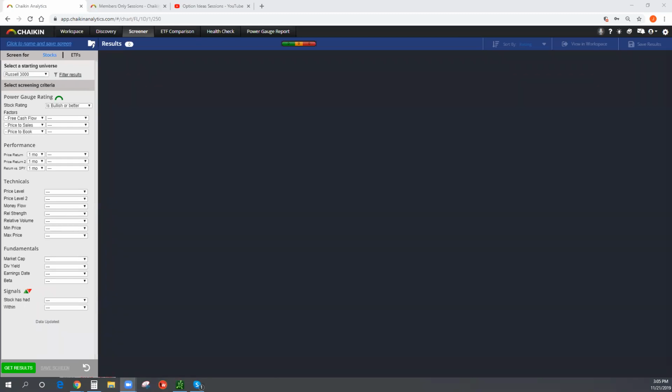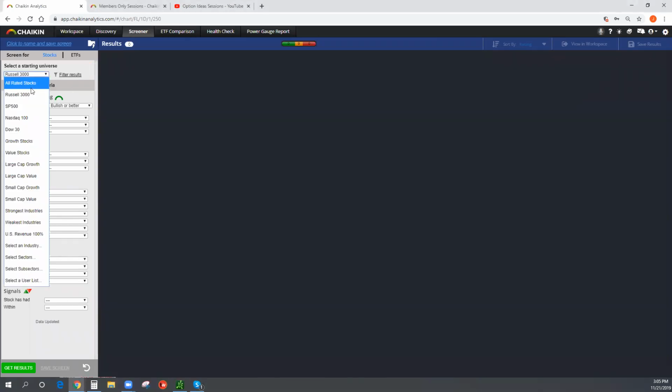So the screener starts up top with select starting universe. We default to the Russell 3000, but we give you a good list that you can look through. The Russell 3000, the S&P 500, the NASDAQ, which is 100 stocks, the Dow, which is made of 30. We give you growth and value stocks.